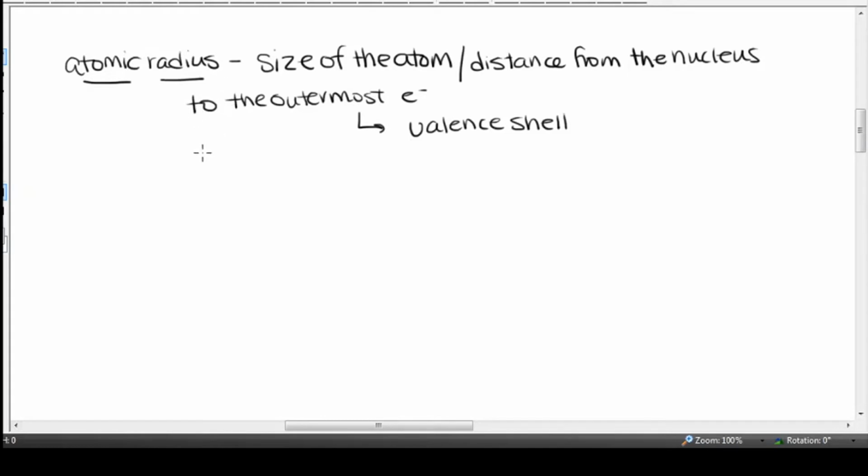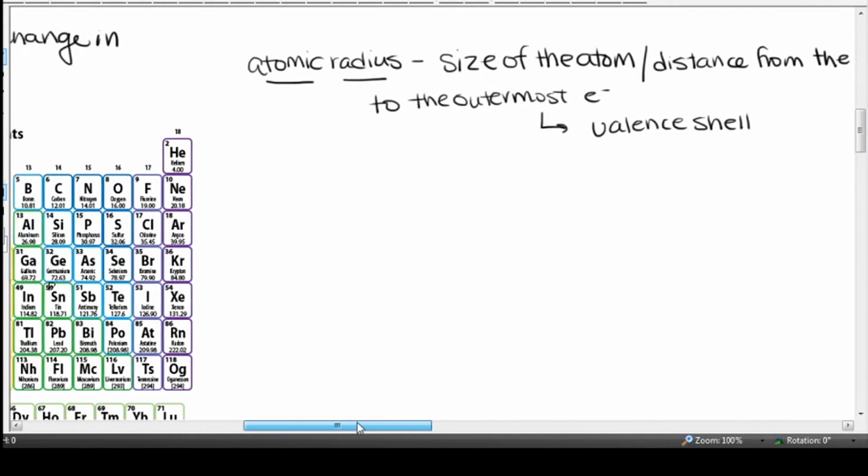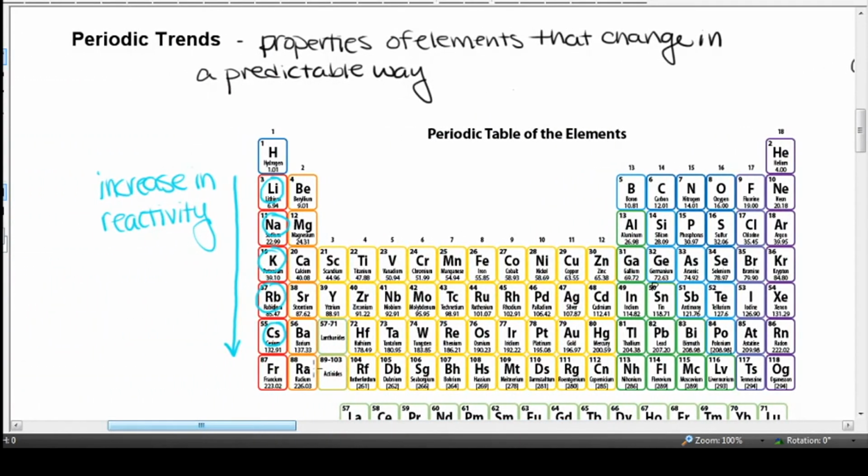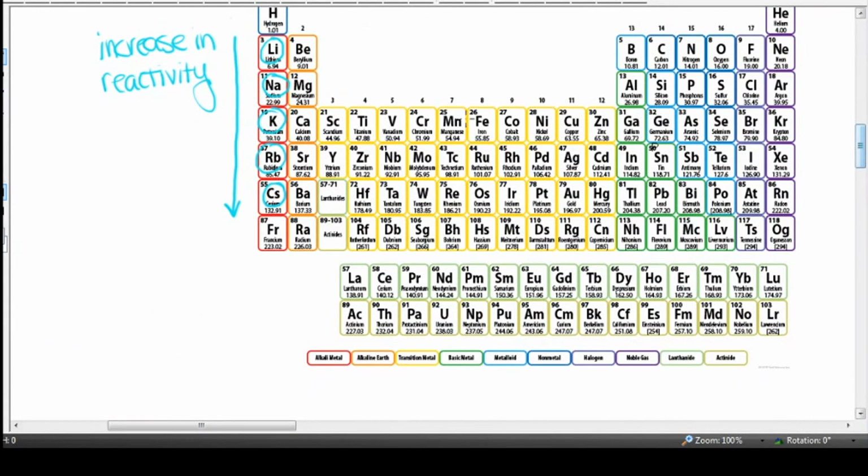Now on the periodic table, we want to look at how radius changes when we go down a group and across a period. So we want to ask ourselves over here, when we go down this group, just like we were talking about in the demo yesterday, when we go down a group and we got an increase in reactivity, what's going to happen to radius? I'll spoil the surprise: when we go down a group, we also get an increase in radius. So when we go down a group, the atoms get bigger.